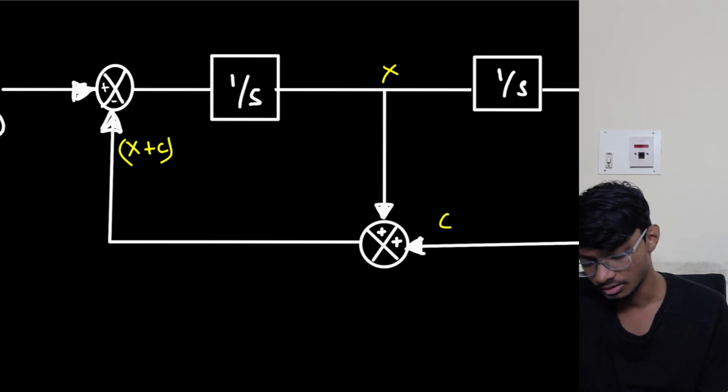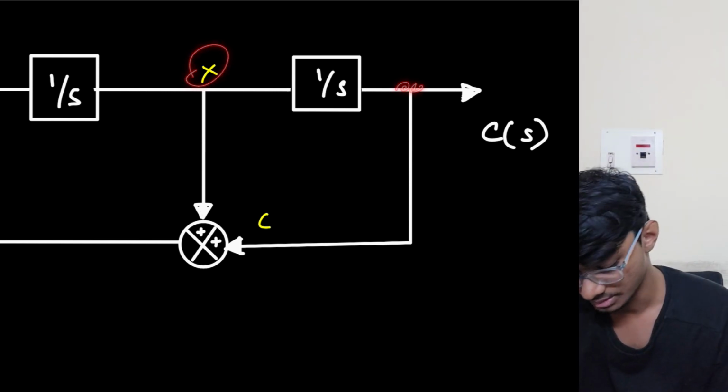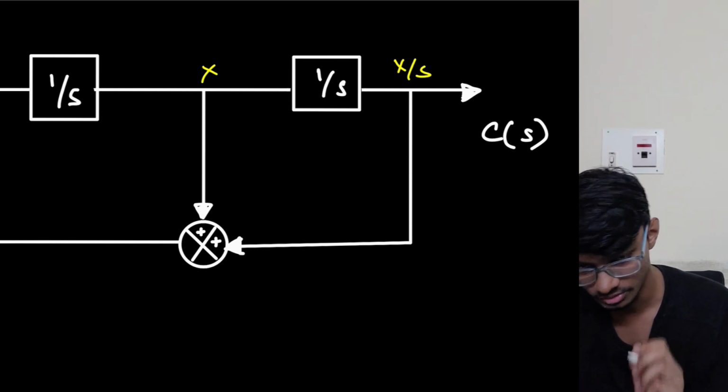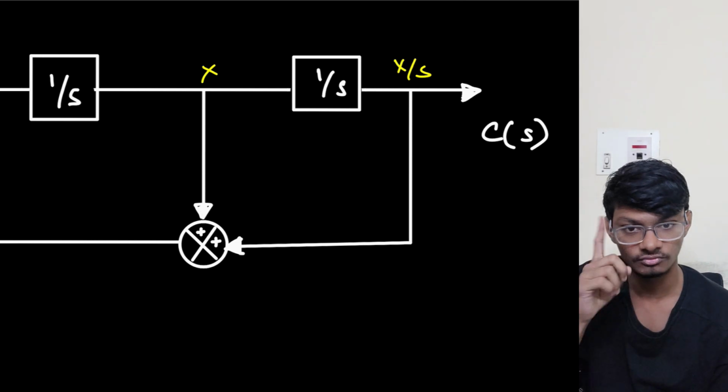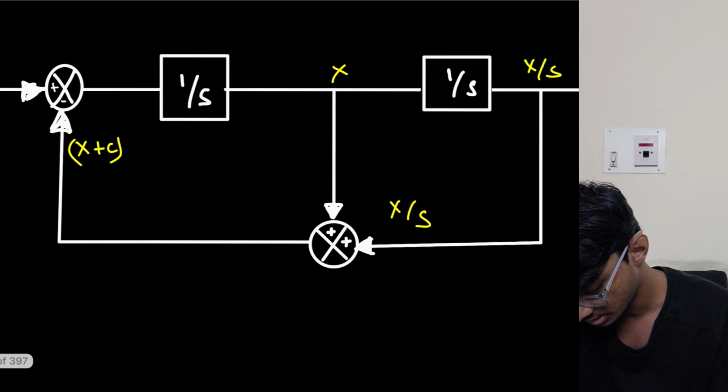What I can do is, if this is X, then what is this? Basically this is X into 1 over S, that is X by S. So I can write here directly X by S instead of C, so that I can get it in terms of one variable only, one unknown. So this will be X by S, and this will be X plus X by S.